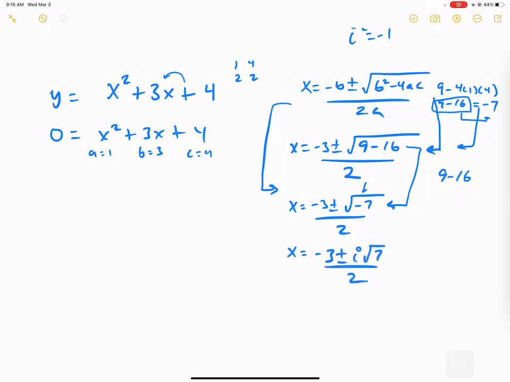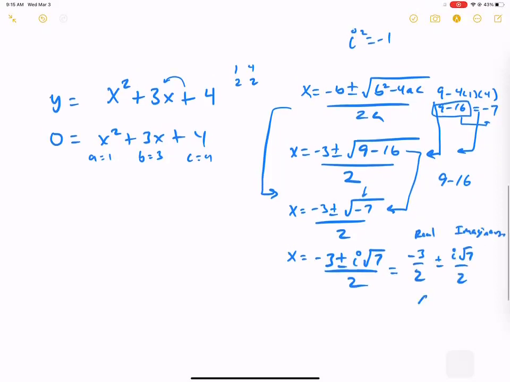Now, this is what we call a complex number because there are imaginary and real aspects to it. Let me show you, let's talk about the real part. The real part is negative 3 over 2. This is a real number. Plus and minus i square root of 7 over 2, and this is the imaginary part. And this is what we call a complex number. A complex number is a number that has both real and imaginary parts to it.